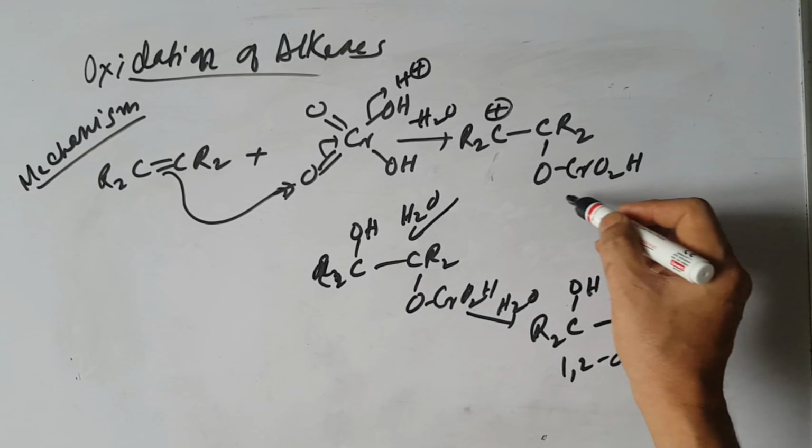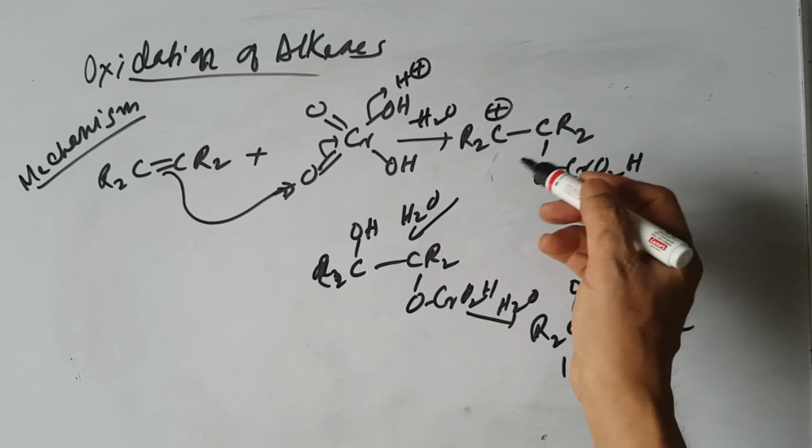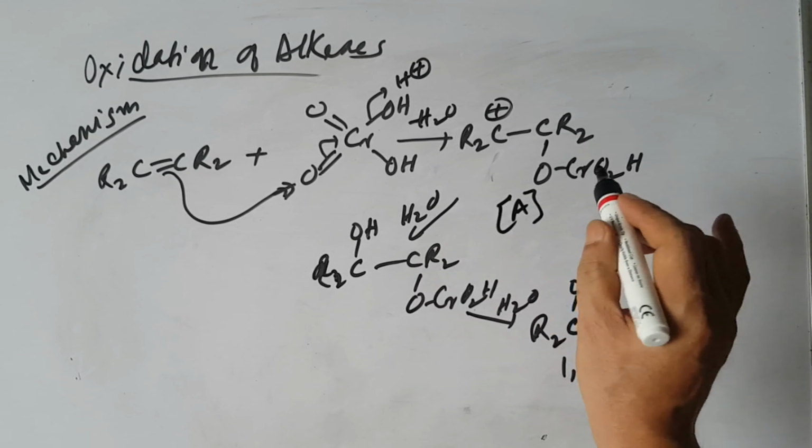Here, if you use some acetic acid or acetic anhydride, we can have another intermediate. So let's say this is intermediate A. First, for timing, let's keep the intermediate A.